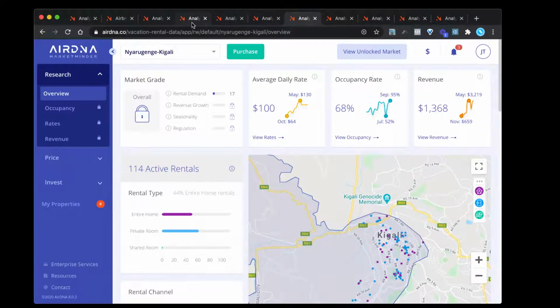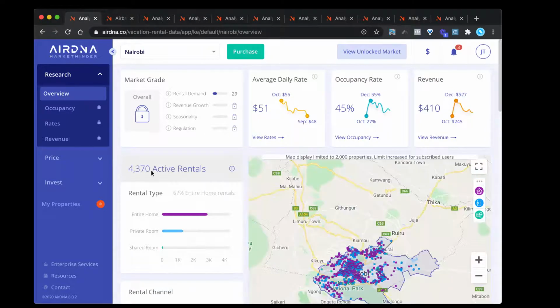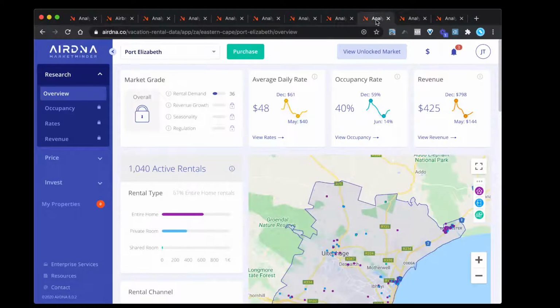Okay. When you look at Kwale, that one I knew already, the most popular is entire home because you have families coming for vacation. In Nairobi, it could be again, as you can see. So these are all very interesting dynamics that help you determine the best place to rent out a property. I mean, the best place to actually have an investment, and we'll be talking more about that tomorrow.